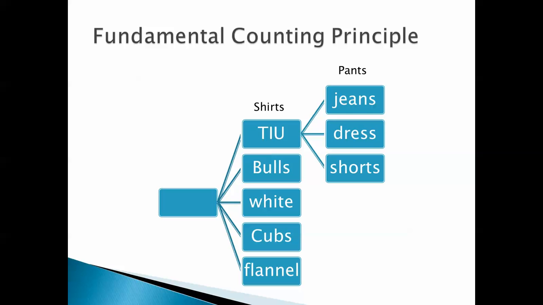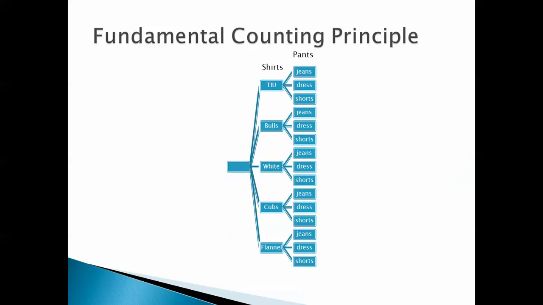Now for each of those 5 shirts, you have 3 pairs of pants. So for example, with that TIU shirt, you could wear your jeans, your dress pants, or your shorts. And actually, that's true of each of your 5 shirts. With each of those 5 shirts, you have 3 different possibilities for pants: jeans, dress, and shorts. So in other words, you have 5 times 3, in other words, 15 outfits. 5 shirts and then 3 pairs of pants for each of those 5 shirts.